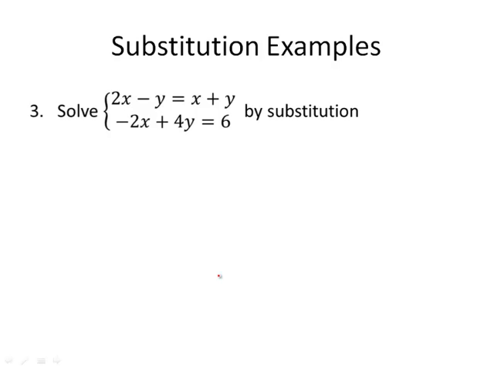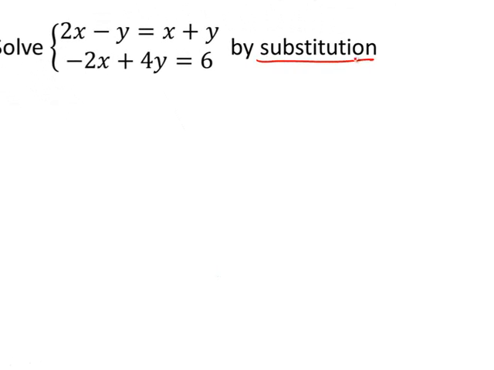Let's take a look at this example. In this example, we can also choose one variable in one equation to solve for. However, that variable has to be altogether on its own. So notice in the first equation, we've got x's and y's on both sides. So let's pick x or y in this equation and solve for it.